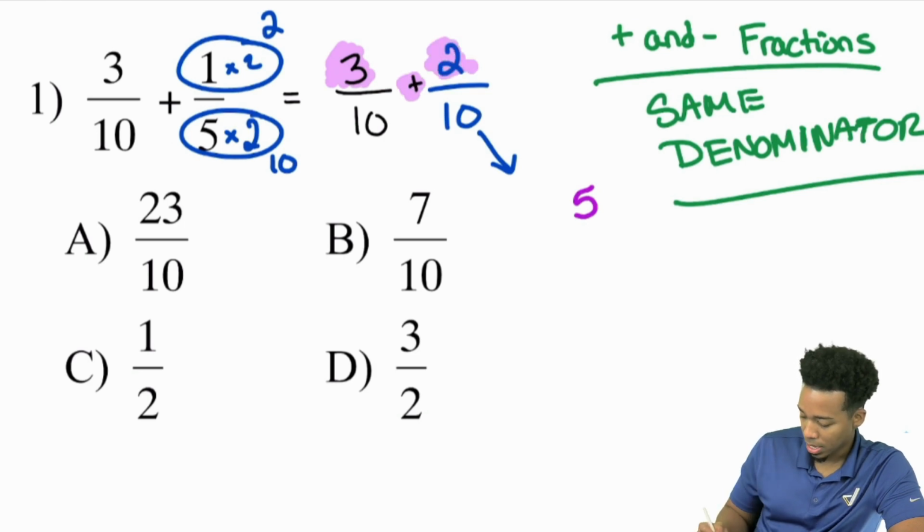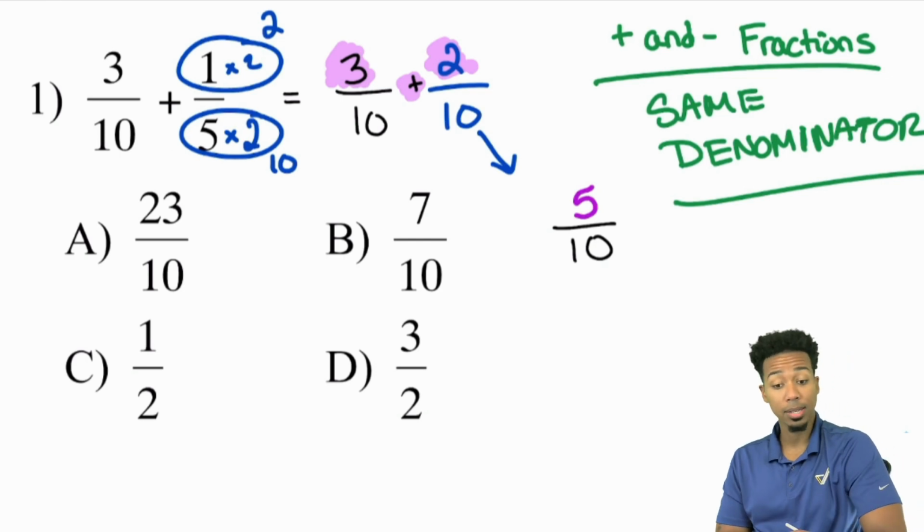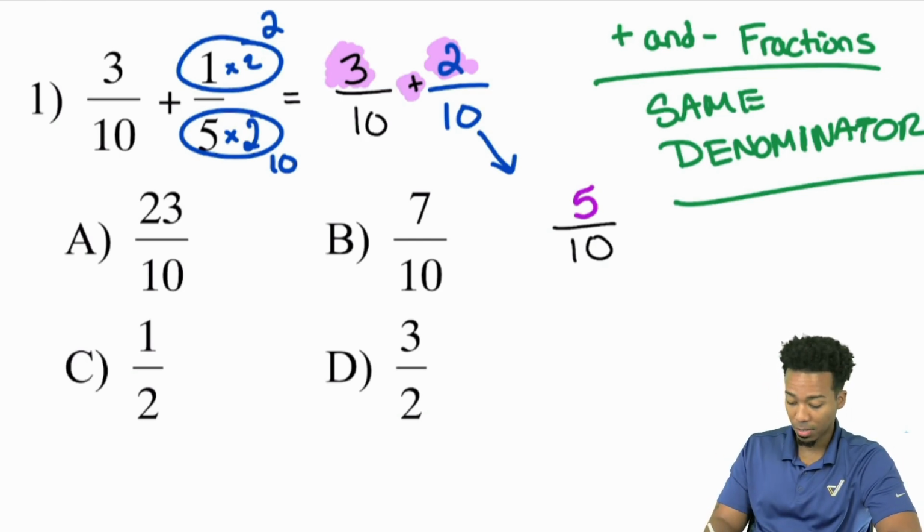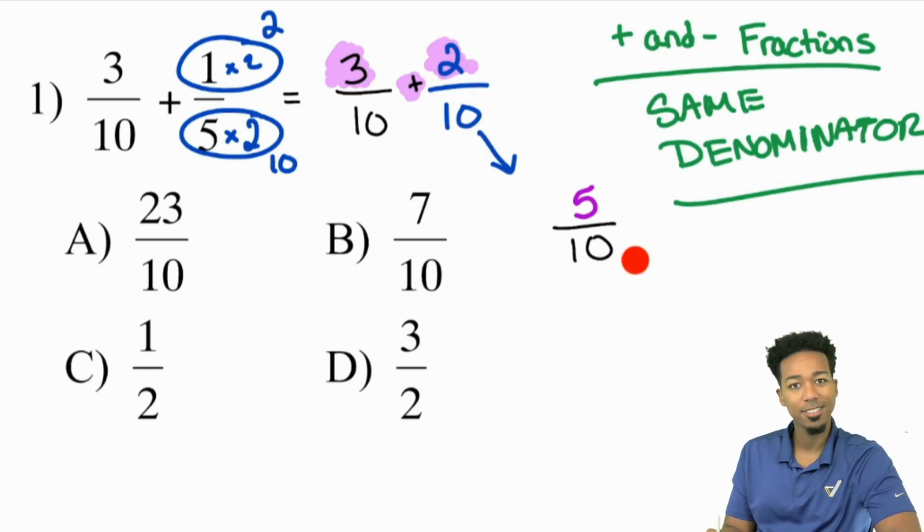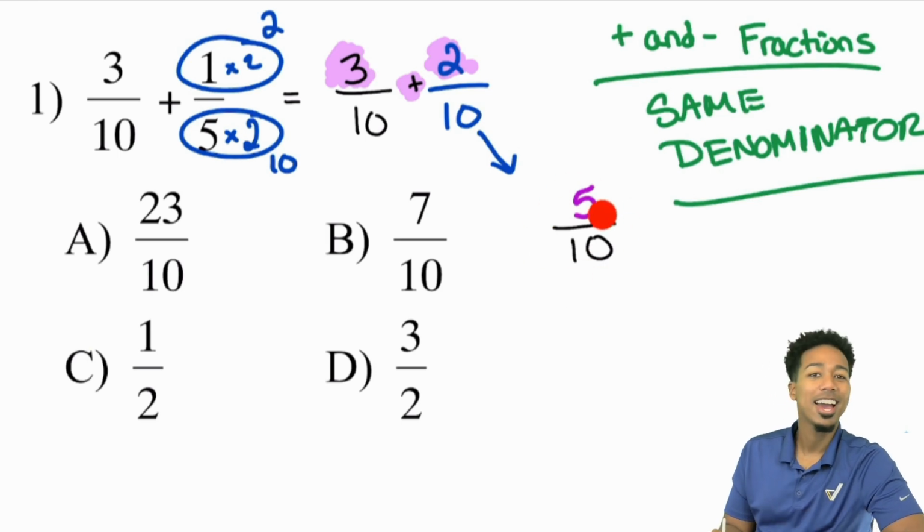Add the numerators, and then keep the denominator the same. Because you're saying, hey, if I have 3 out of 10 pieces of a puzzle, and I add on 2 of those pieces of the puzzle, well, now I got 5 of the pieces out of the 10. I got 5 out of 10 pieces. And so here, can we stop right now?